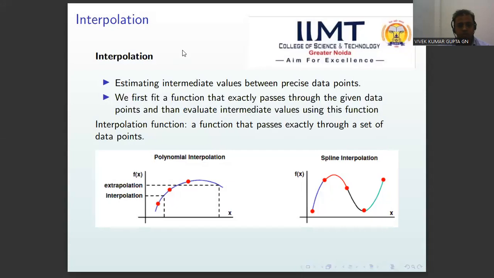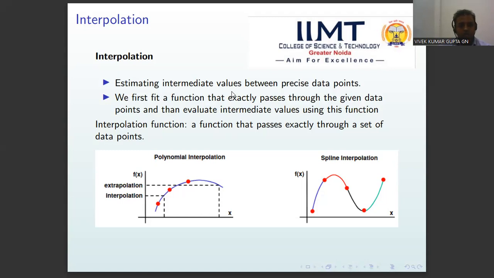Interpolation is used to estimate intermediate values between precise data points. Suppose we are given data points in tabular form, say the rice yield of the last 10 years, from 2001 to 2020. But in some situation, due to human error, we do not have the proper data for 2007. So how are we going to estimate it from the given data?